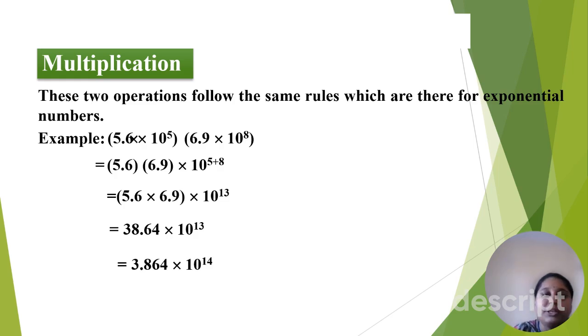So if you shift the digit to the left-hand side, it will become smaller, so we have to convert it into a smaller value. So 38 is larger compared to 3.8. So 3.8 into 10 power 14.